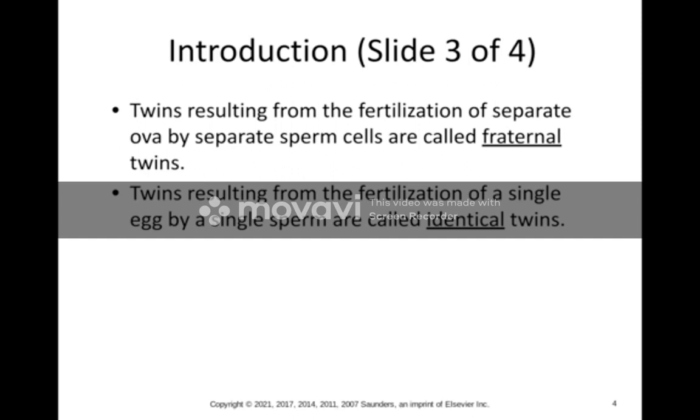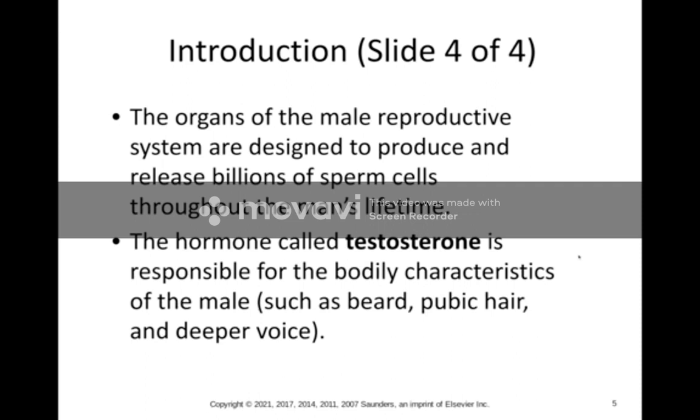Twins resulting from the fertilization of 2 separate eggs by separate sperm cells are called fraternal twins. And then twins that result from the fertilization of 1 single egg by a single sperm are called identical twins. The organs of the male reproductive system are designed to produce and release billions of sperm cells throughout the man's life. The hormone called testosterone is responsible for the bodily characteristics of the male, such as a beard, pubic hair, and a deeper voice.